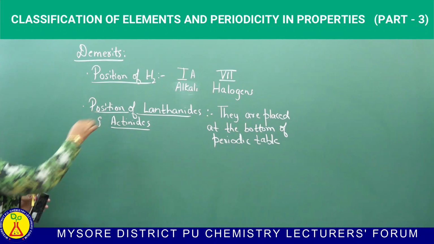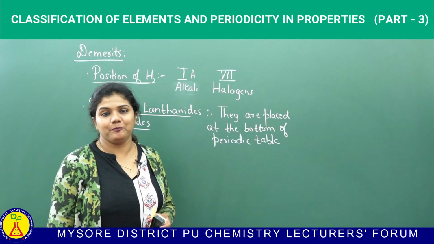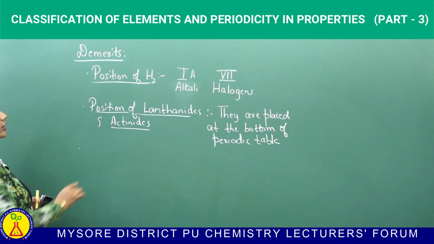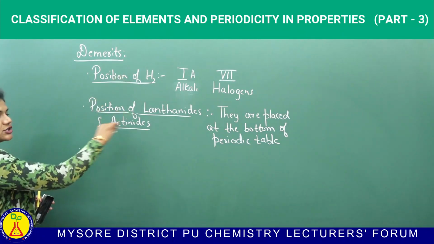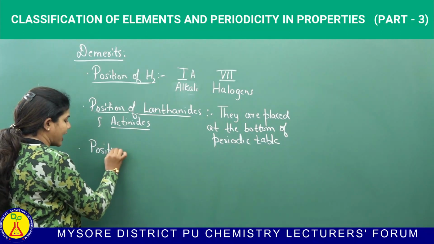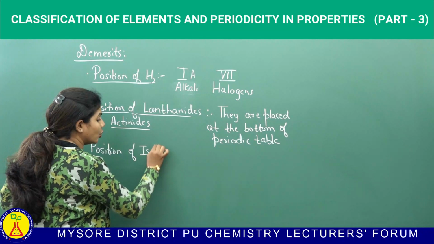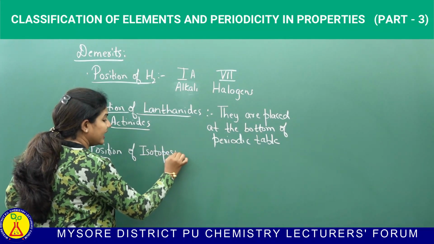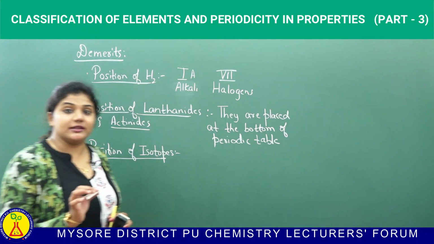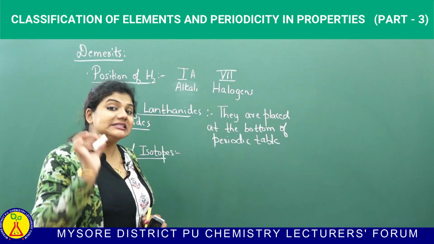That is the second important demerit of Mendeleev's periodic table. And the third one happened to be the very important one. Position of hydrogen, position of lanthanides and actinides. Next one is what is called as position of isotopes. Ma'am, what does that mean? Position of isotopes. Isotopes are elements of the same atom.